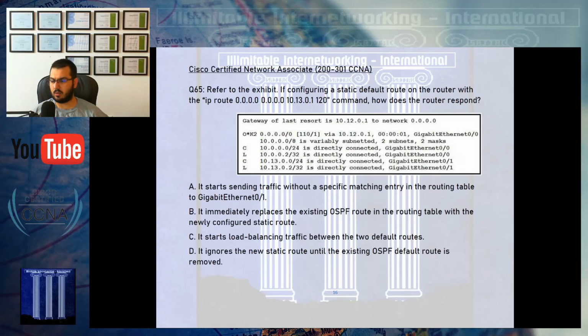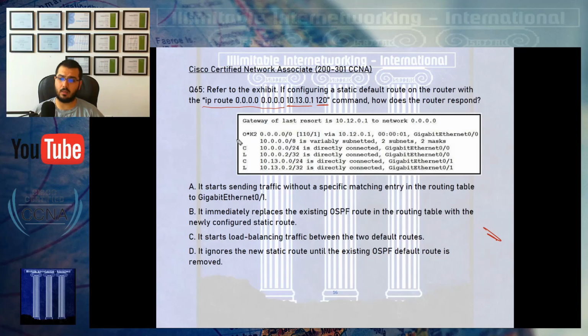For question 65, refer to the exhibit. This is the exhibit. If configuring a static default route on the router with this command, this is a default route command, and this is a destination. This is a floating static default route. How does the router respond? It's using 120 as an AD, as a floating route. 120 is the AD of RIP.